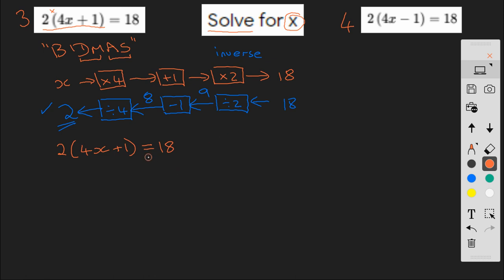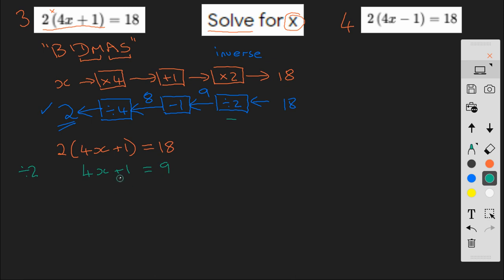Okay, so now that this is an equation, because it has an equal sign, what this means is that for the left-hand side to equal the right-hand side, anything I do to this left-hand side, I have to do to the right-hand side to make sure that they are equal. So the first thing I'm going to do is to divide both sides by 2, which is this bit here. So dividing the left-hand side by 2 means that I now only have 4x plus 1. Dividing 18 by 2 is 9.